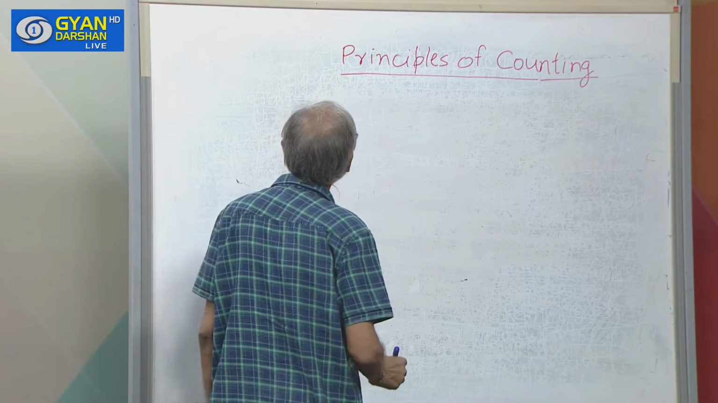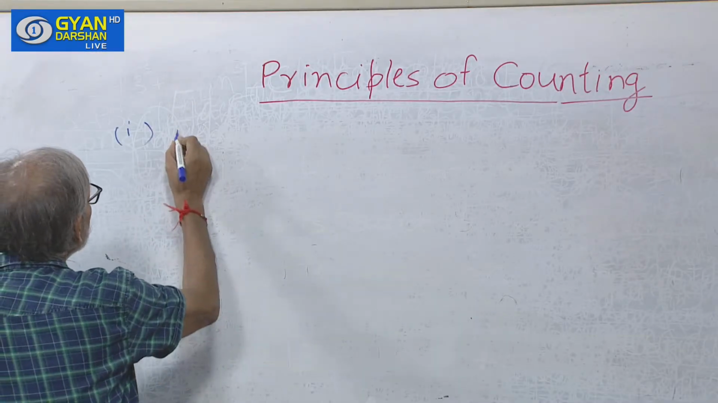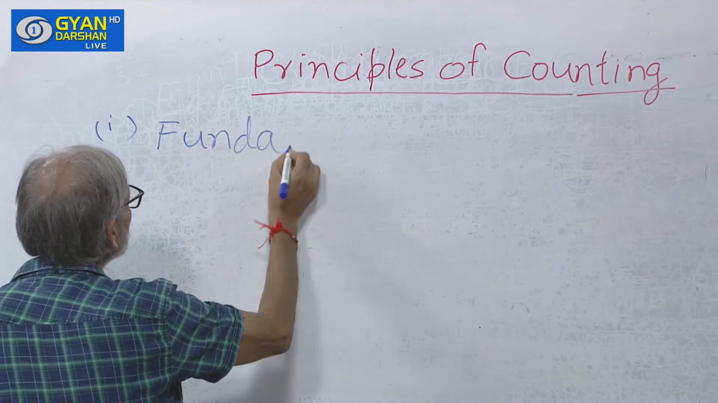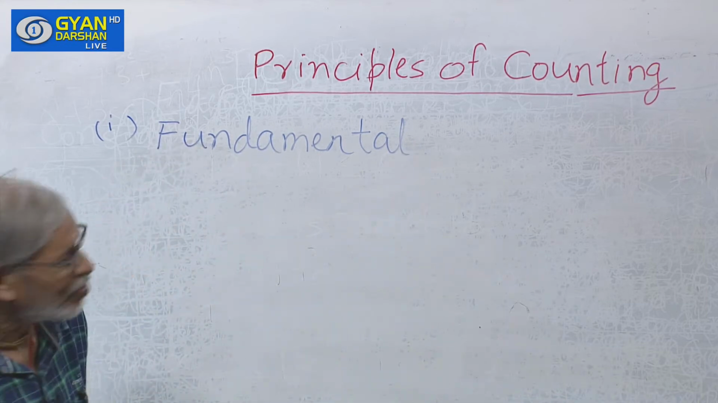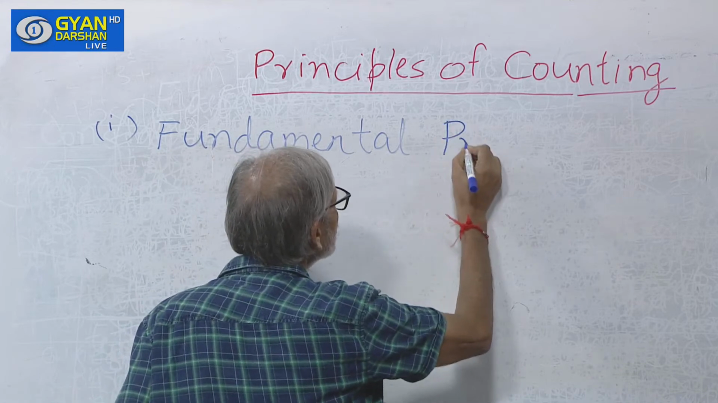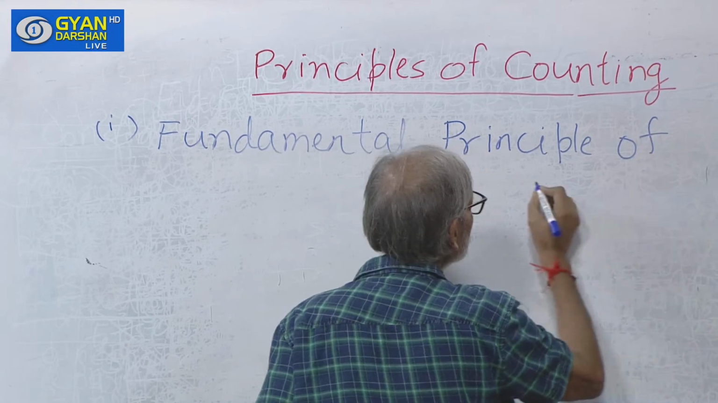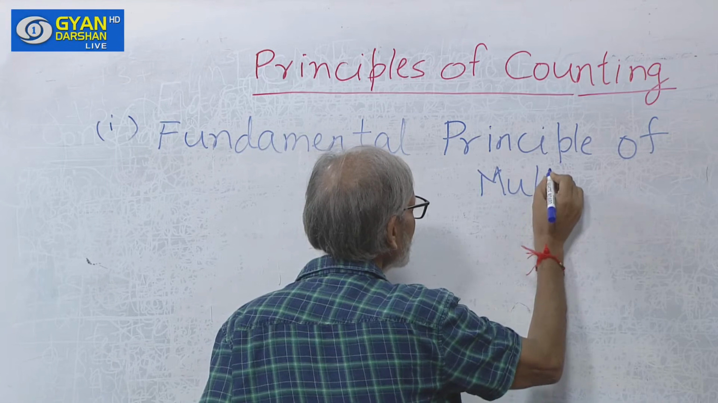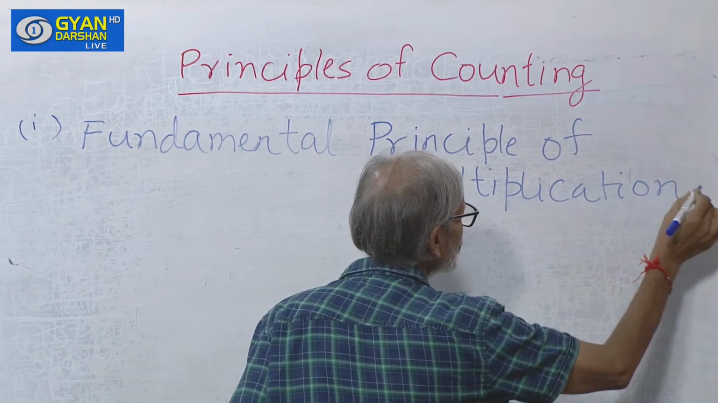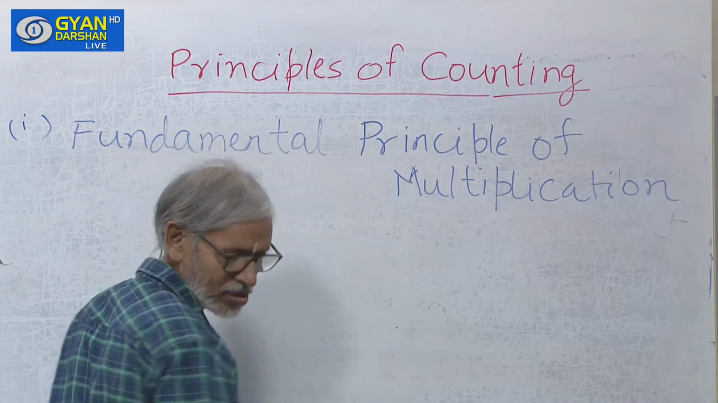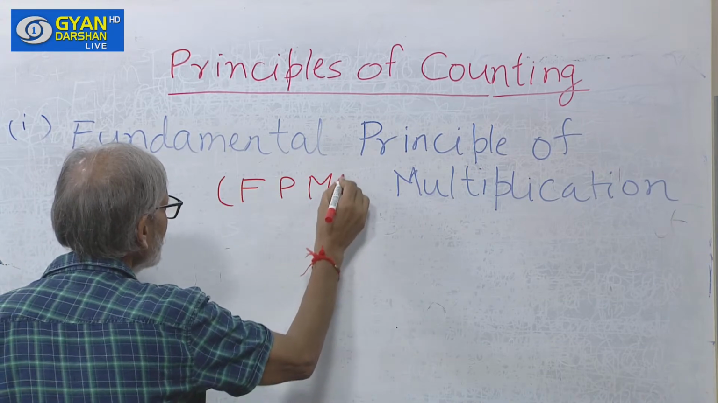There are two fundamental principles of counting. Number one is the fundamental principle of multiplication. We call it FPM in short. What is this?